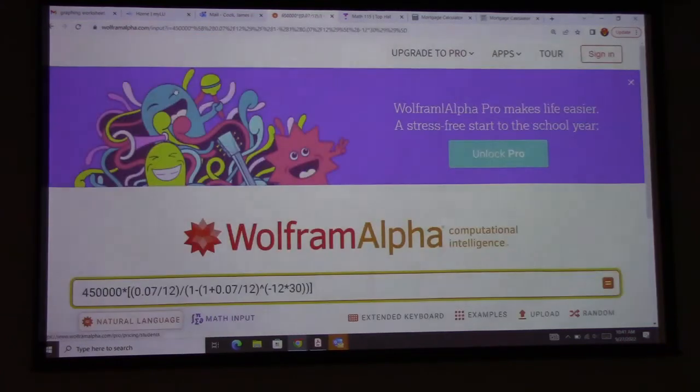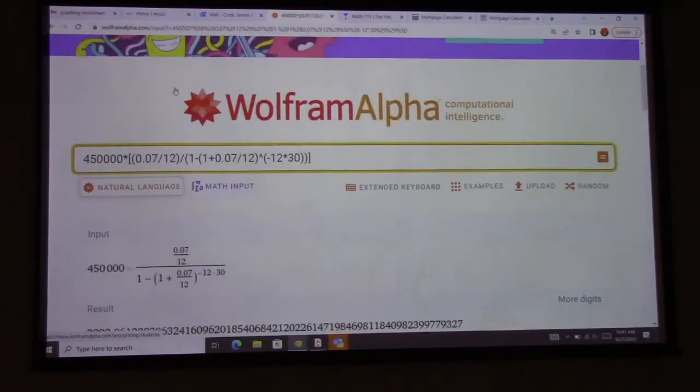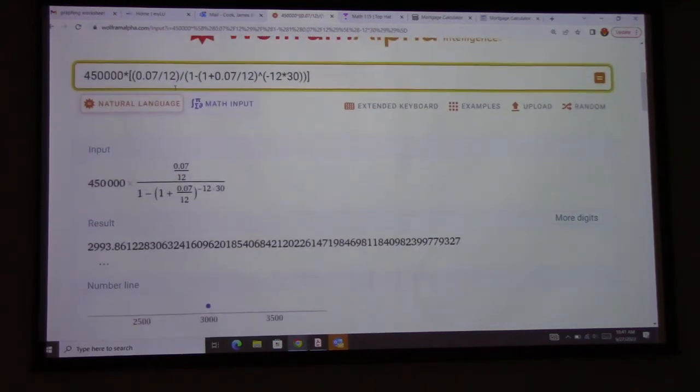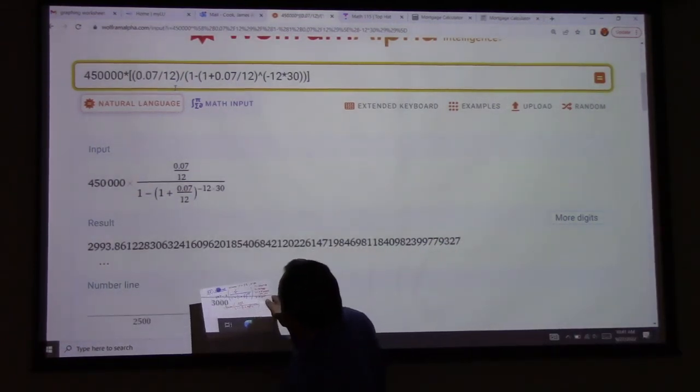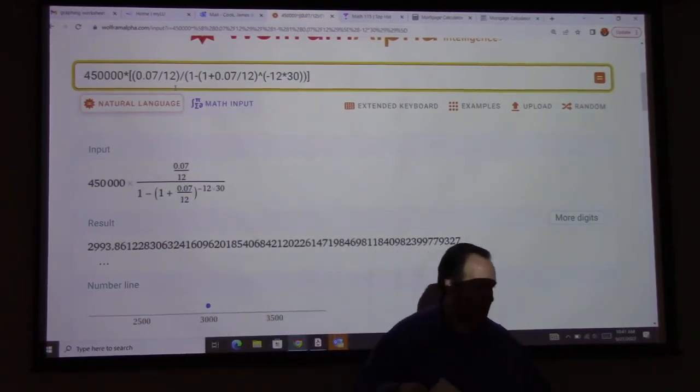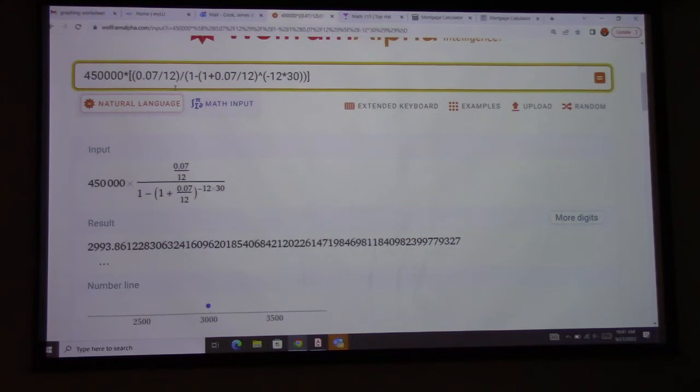I said enter. Come on. All right. You can do it. Did it work? Yep, I think we're okay. So apparently that works out to about $3,000. So 2,900, I can't read. $2,993.86.